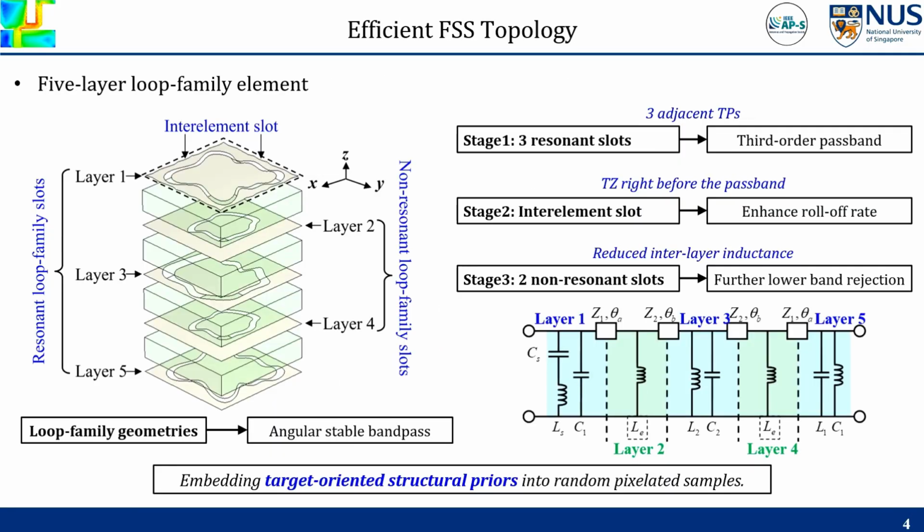The first part of the method is the initial topology. We propose a 5-layer loop family element here. To give a third-order passband, we introduce 3 layers of resonance slots, and to enhance the roll-off rate, we introduce an inter-element slot. And for further lower band rejection, we introduce another 2 layers of non-resonance slots. And all of this is to give a target-oriented structural prior to random pixelated symbols.